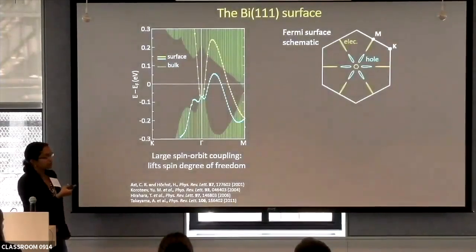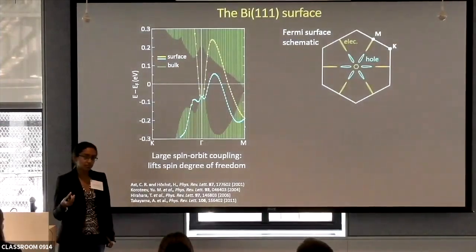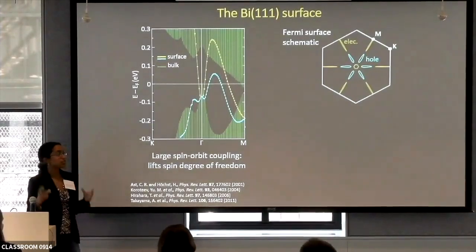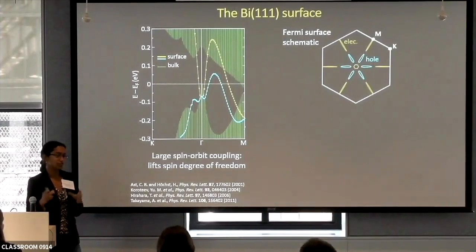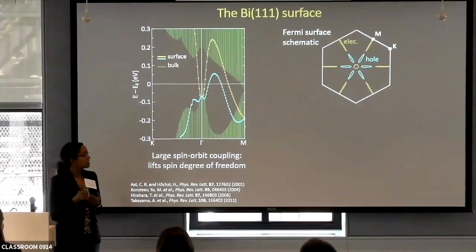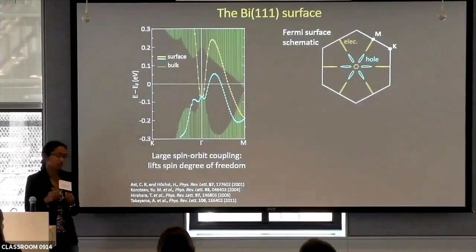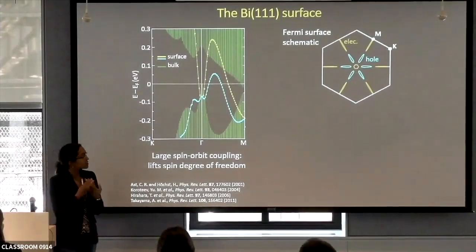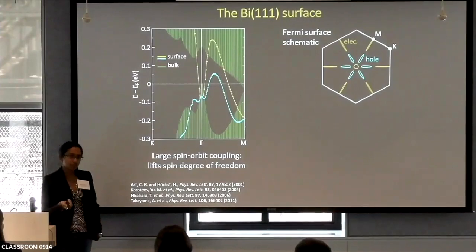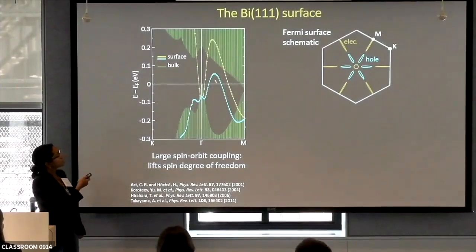So what we do in our system is we just cleave a single crystal of bismuth and expose the 111 surface. These are not the thin films, but this is just a cleaved crystal. And we're looking now primarily at the surface states, far away from any edges. The band structure of this material has been long studied and is very well known, both theoretically and from ARPES measurements. This material has large spin orbit coupling, which lifts the spin degree of freedom and gives you these two spin split surface state bands shown in yellow and blue here.